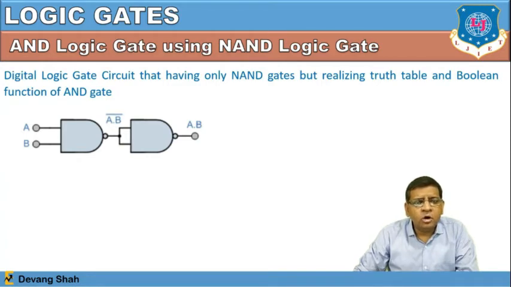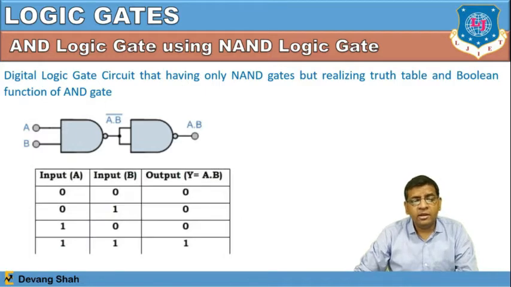So (A dot B) bar of bar, or complement of complement, gives the Boolean function A dot B. A dot B is nothing but the Boolean function of the AND gate. In that way, you can realize the AND Boolean function using the NAND gate. Check the truth table where A, B are 0 0, 0 1, 1 0 and 1 1. The AND output is 1 only when both the inputs are 1, 1.